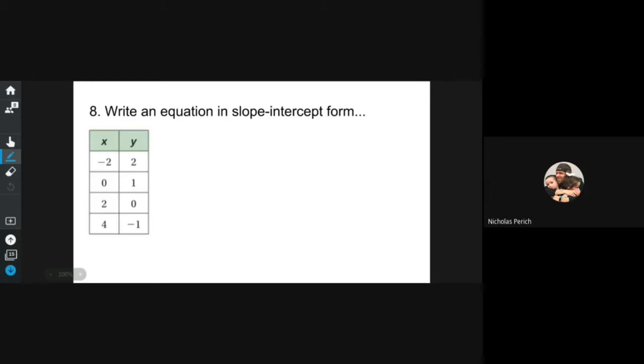Write an equation in slope-intercept form. Okay. Y equals mx plus b.